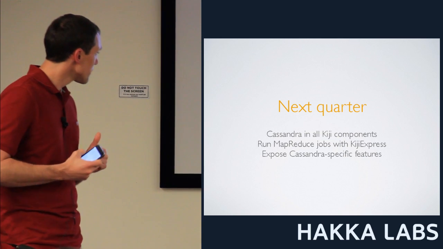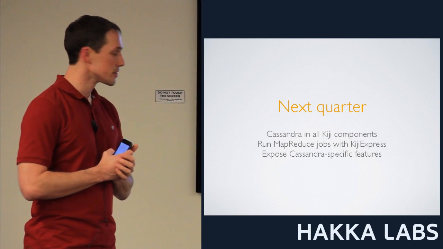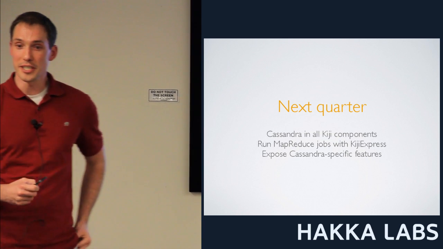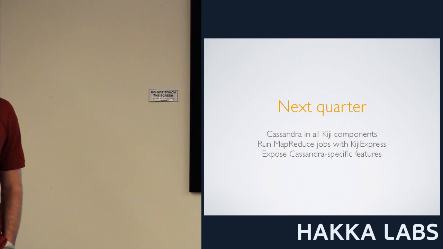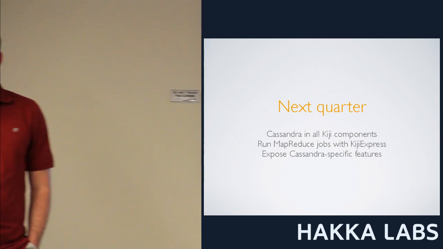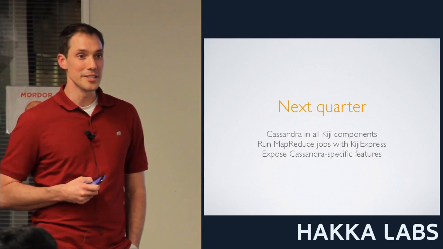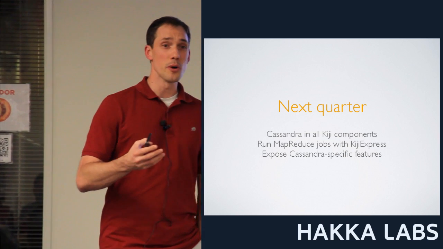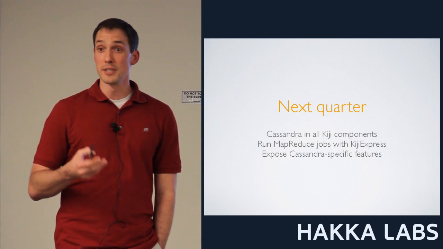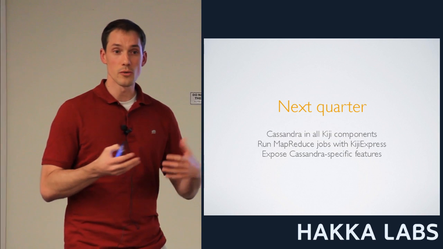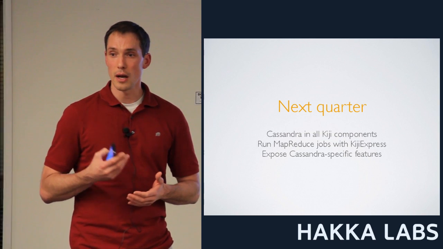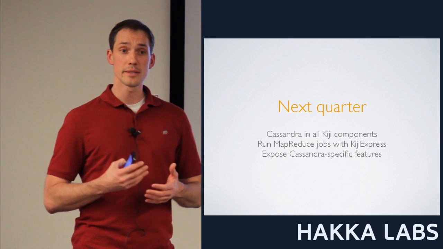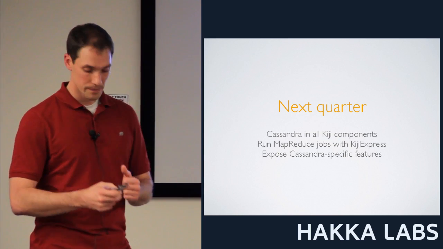In particular, in the next quarter, we're going to concentrate on producing a Cassandra version of Kiji Express. Again, this is a really neat tool that lets you very easily build complicated chains of MapReduce jobs. Finally, we'll begin to expose some of the Cassandra-specific features to Kiji users. For example, to allow them when they're issuing reads or writes to specify consistency levels.